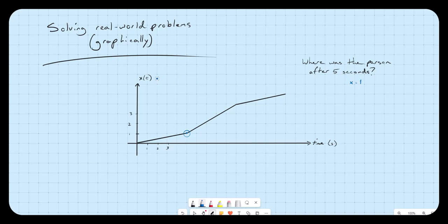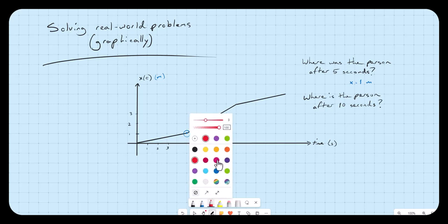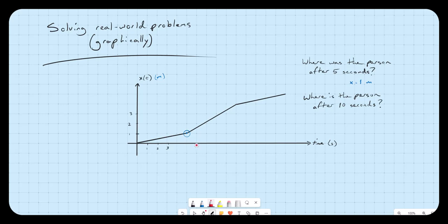We're going to need units on this. Let's call this thing meters. They're at x equals 1 meter. Maybe I want to know, where's the person after 10 seconds? I'm going to do the same thing. 5, 6, 7, 8, 9, 10. They are right here. That is at x equals 1, 2, 3, 4 meters.